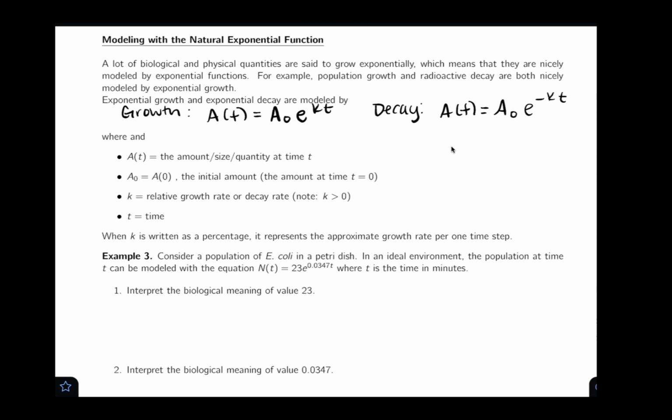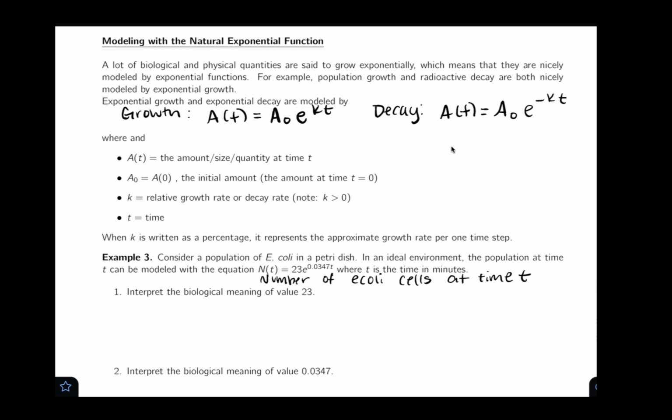One thing that we'll note is that this uses n of t instead of a of t, and that's all right. We can use any letter to name our function. In this case, n would represent the number of E. coli cells at time t, so n of t is a nice choice for the name. To interpret the biological meaning of 23, we will first note 23's location. It is the coefficient in front of e, which is the same thing as our a sub 0.